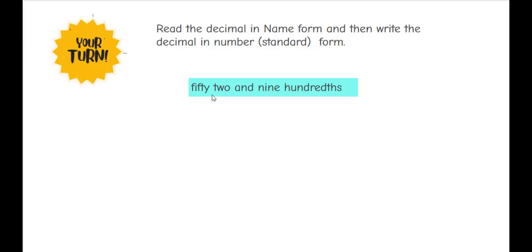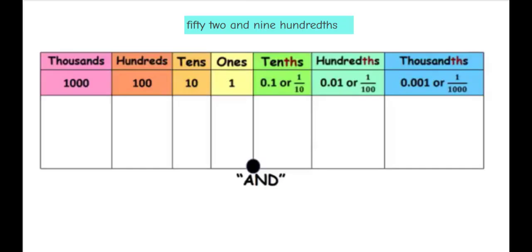So the first one is 52 and 9/100. On the first one, I'm going to use the chart, and after that, I'll show you how I do it without the chart, okay? So let's go to this page here. The first thing we want to do is circle the word and. The reason I ask you to do that is because then you know that everything to the left goes over here as a whole number, and everything to the right is a part of a number, or a fraction of a number. The first one is 52.